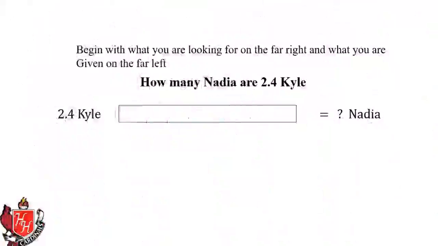So there you go. You start with 2.4 Kyle. That's what you're given. You put that way over on the left. You're trying to find how many Nadia. So that's a question mark. You put that way over on the right, and now you're going to build the equation in between.